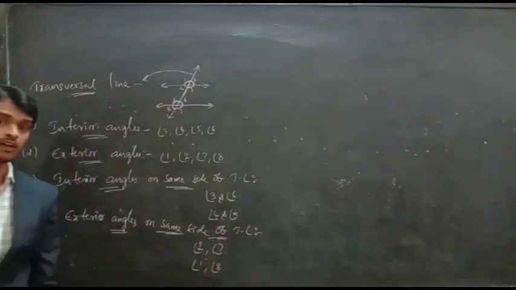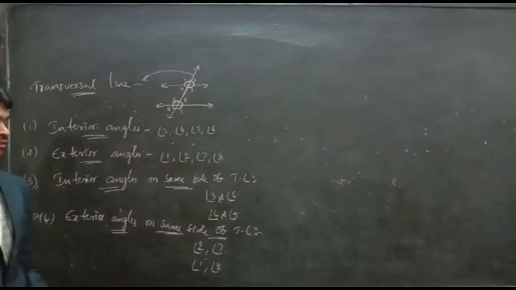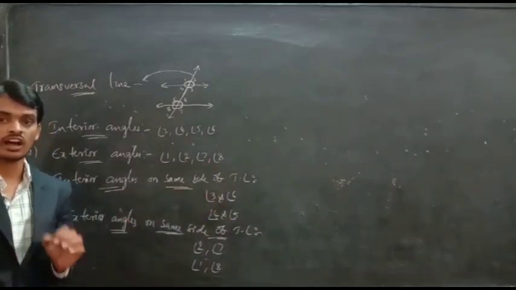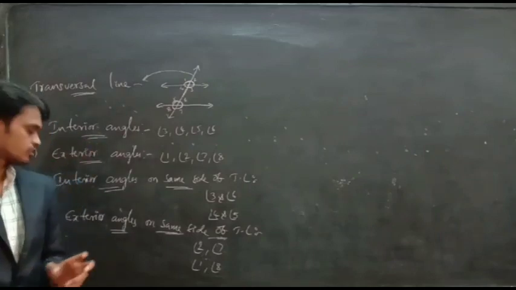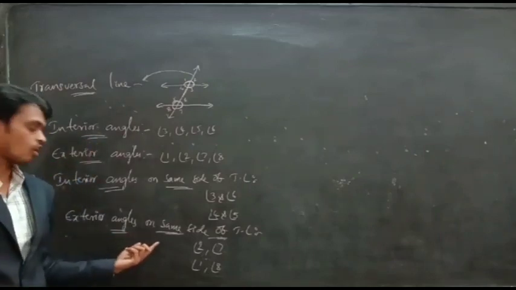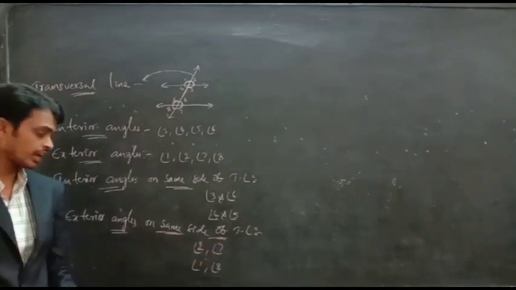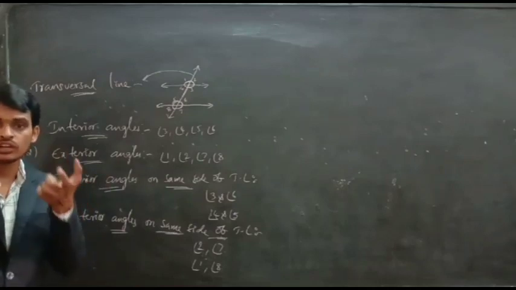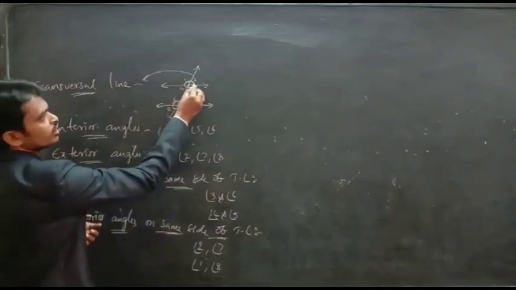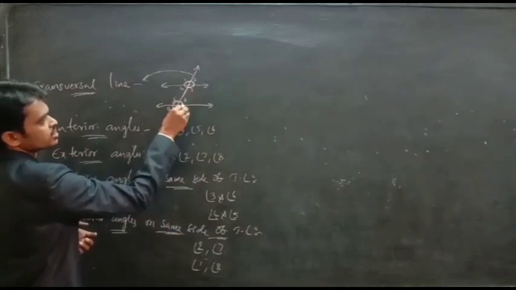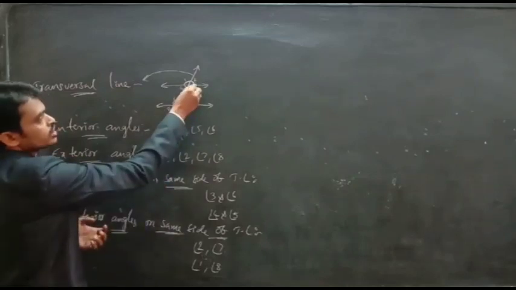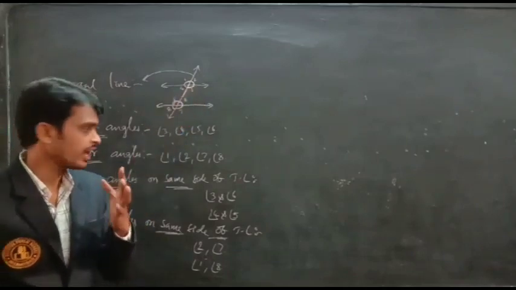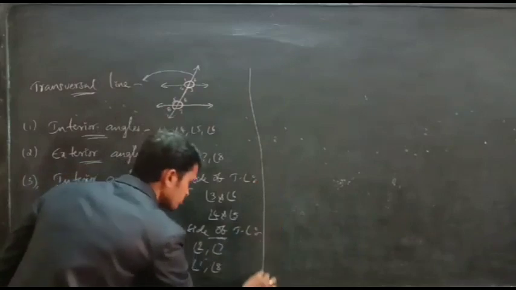So here we have a property. The sum of interior angles on the same side of the transversal line are supplementary angles. Similarly, exterior angles on the same side of the transversal line are also supplementary angles, nothing but 180 degrees. Observe these angles 3 and 6: the sum of 3 plus 6 is always equal to 180 degrees, supplementary.